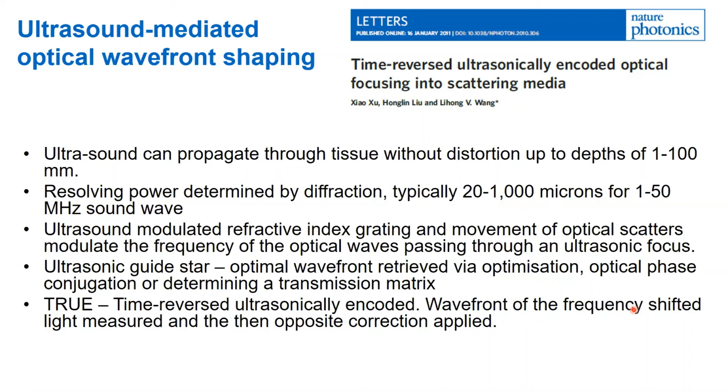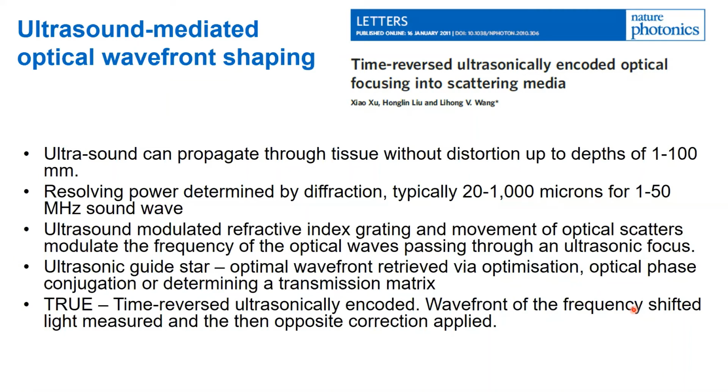So what you can do is you can try to observe just your frequency tagged photons, and then you know that those frequency tagged photons have originated from the focus. In that way you create an ultrasound guide star that can be moved to different positions within your sample, and you can use that to retrieve the transmission matrix of your sample via optimization, phase conjugation, different approaches there.